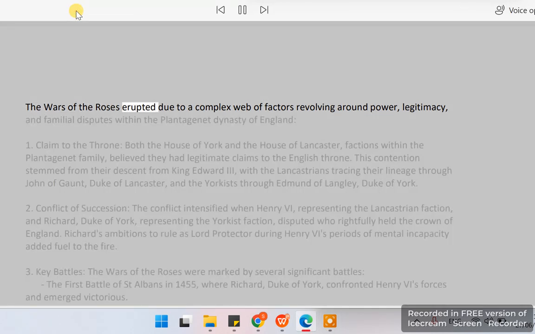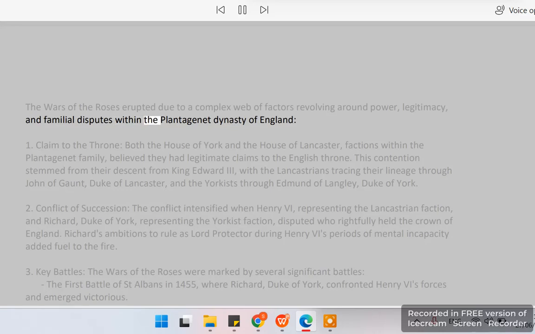The Wars of the Roses erupted due to a complex web of factors revolving around power, legitimacy, and familial disputes within the Plantagenet dynasty of England. 1. Claim to the throne.